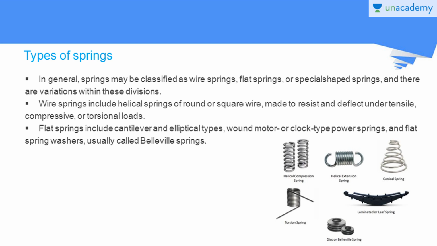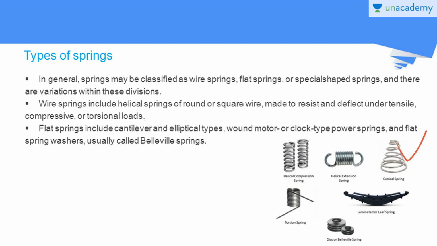Here in this figure you can find helical compression springs, helical extension springs, conical springs and the torsion spring. As you can see in these figures, these springs are made from wire, right? That's why we call these springs wire springs. They include helical springs, conical springs and also torsion springs. They are made to resist deflection under tensile, compressive and torsion loads. So the torsion springs resist the torsion loads, this one compressive loads, this one extension or tensile loads, and this is also for compression loads.